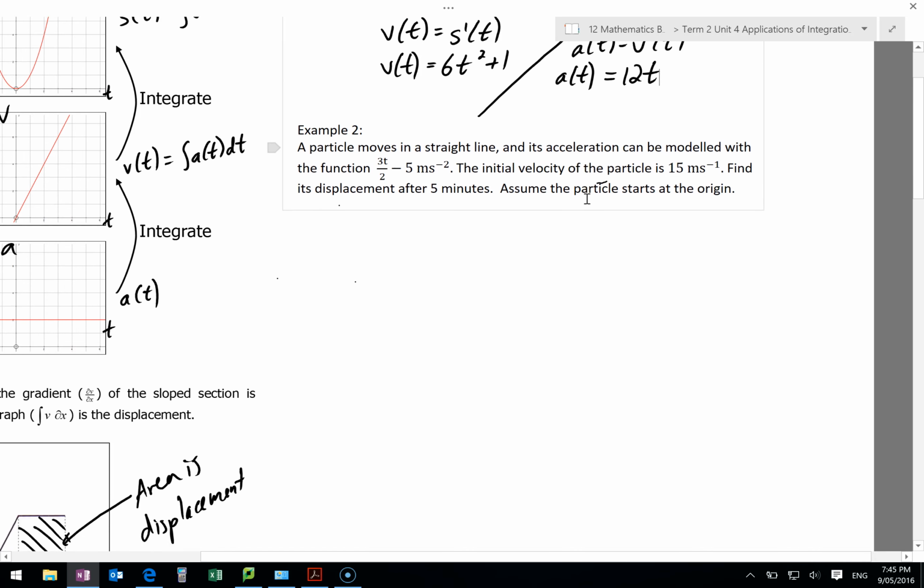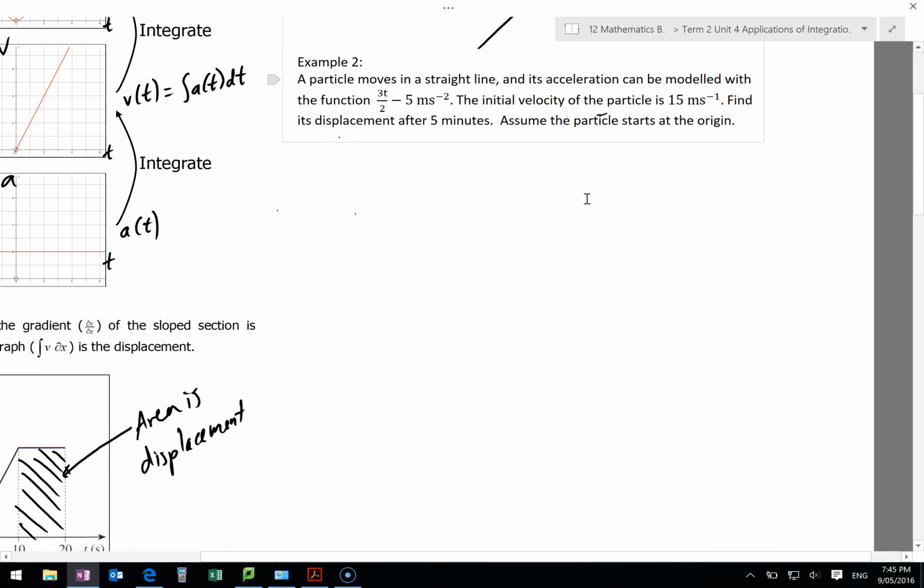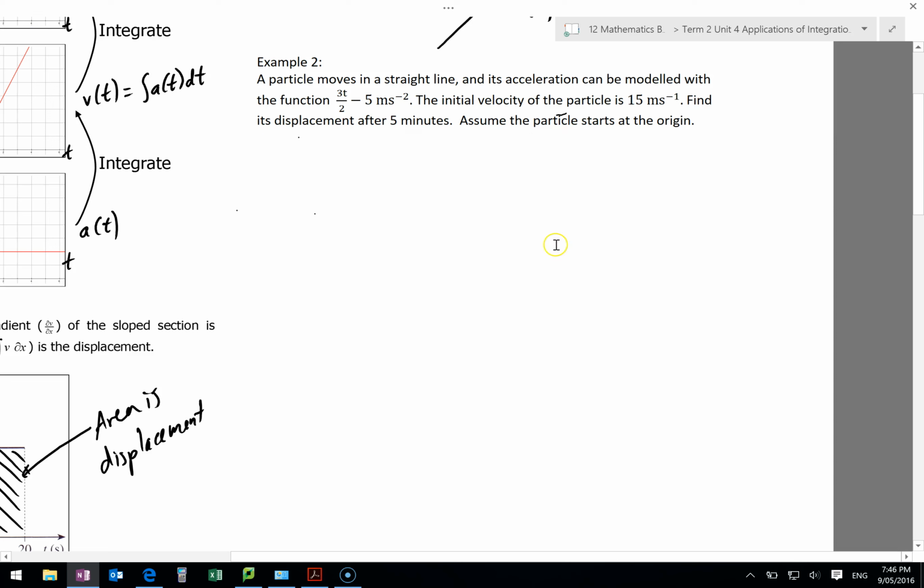Example 2 has a lot more space underneath it, so it must be more involved. Okay, let's have a look at this one. A particle moves in a straight line and its acceleration can be modeled with this function. So I'll write down that straight away. The acceleration can be modeled with this function.